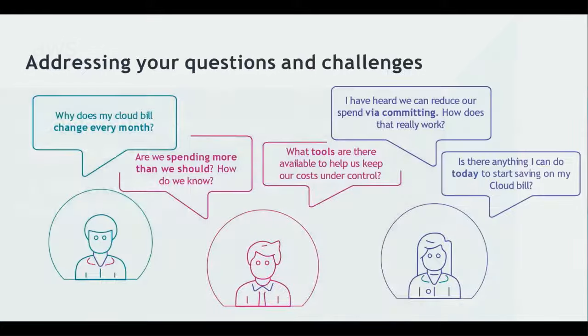Let's get started. I want to address some common questions that often come to mind when managing AWS cloud services. Questions like: why does my cloud bill change every month? Are we spending more than we should? How do we know? What tools are available to help us keep our cost under control? I have heard we can reduce our spend by committing. How does that really work? Is there anything I can do today to start saving on my cloud bill?